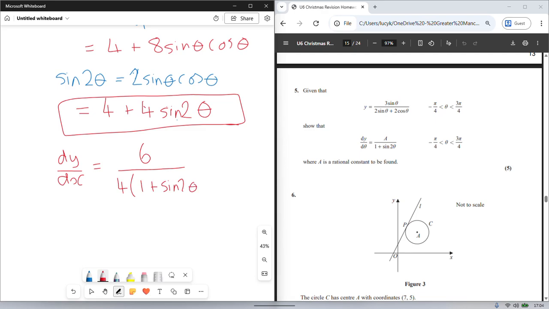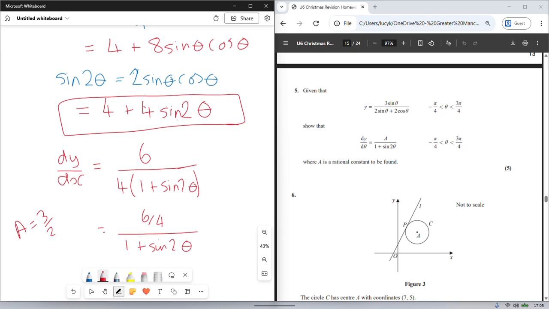And what that means then is that A, if I bring that 4 up there, it's not the nicest number in the world, but it would be 6 over 4, 1 plus sine of 2 theta, which is 3 over 2. So A would be 3 over 2 or 1.5. So that would be your answer for question number 5.